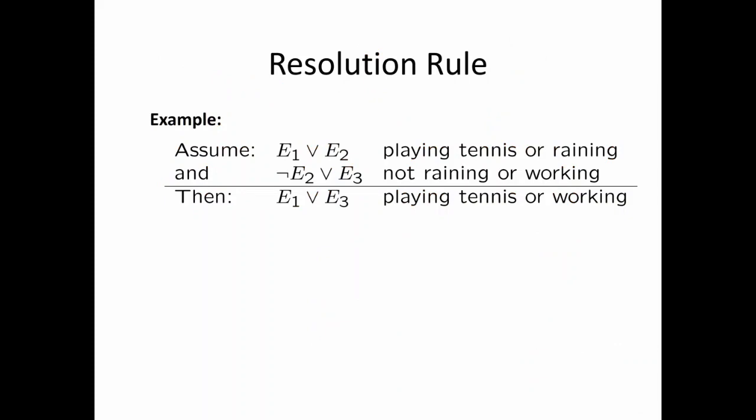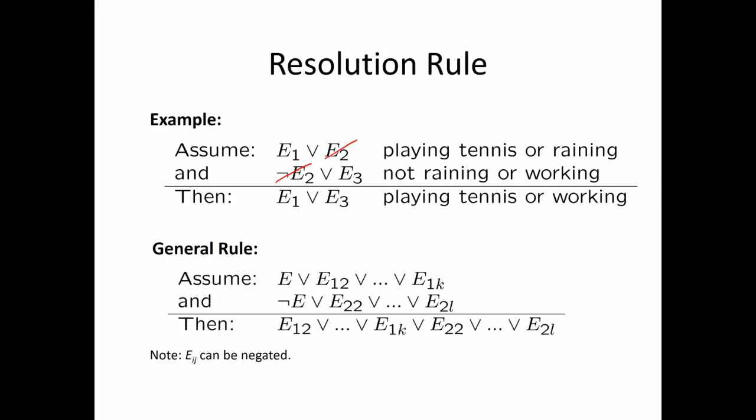Once we have our sentences in CNF, we can use the resolution rule to simplify the sentences. For example, if you know that E1 or E2 is true, and not E2 or E3 is true, then you can conclude that E1 or E3 is true. In general, we just need one proposition that's present in one sentence and negated in another sentence. Once you have those, then after resolving them, you get a new sentence without E.